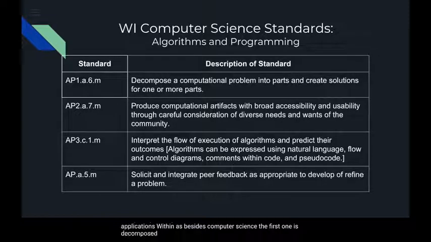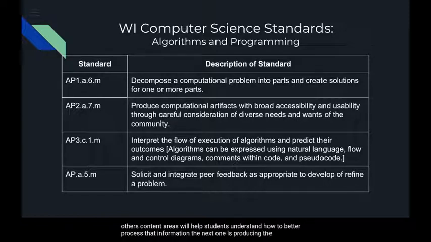The first one is decomposing a computational problem into different parts and then creating solutions for one or more parts of that problem. Students do this in math, they do this in science, and they also do this in language arts. So showing them other ways through computers how we can solve those same problems in those other content areas will help students understand how to better process that information.